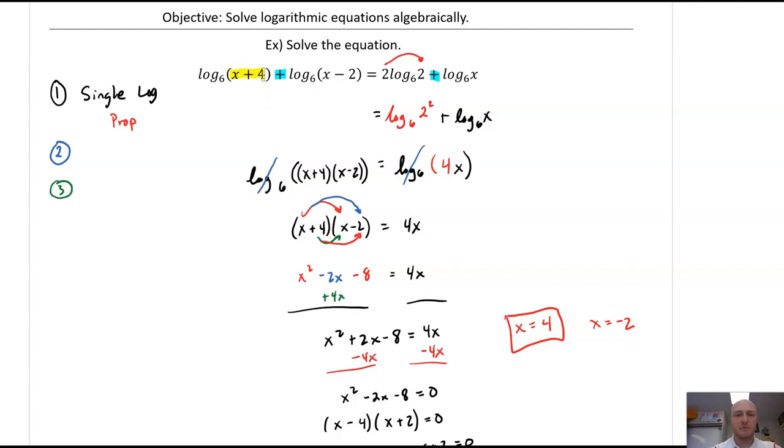Negative 2 plus 4, positive 2. We're good. Negative 2, take away 2, that's negative 4. It's negative. Got to throw it out. Extraneous. And if I plugged in negative 2 right here, whoop, it's negative. So we throw it away.